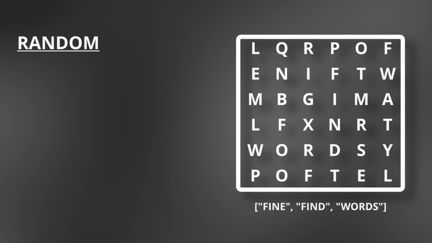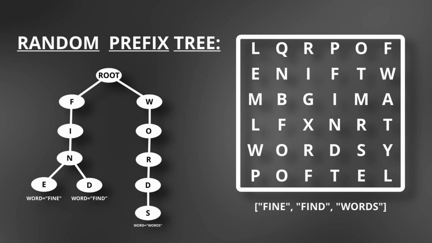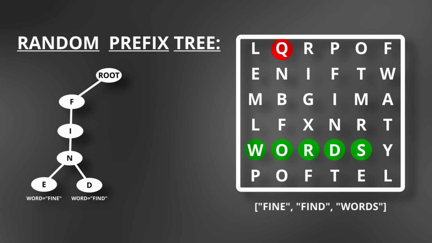Algorithm 4 is the prefix tree extension of algorithm 3. We store all the words in a tree and then pick random positions. If that letter matches the starting letter of a word in our tree, we search in all 8 directions. We continue to do this until all the positions have been searched or until all the words have been found. Once again, using a tree allows us to search each position in the grid once, rather than once per word.